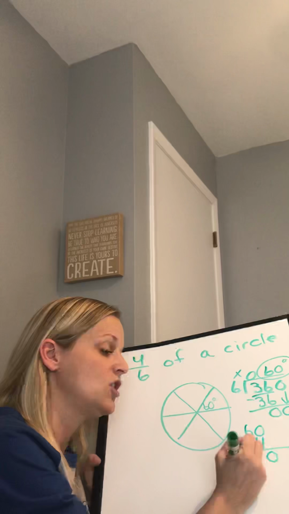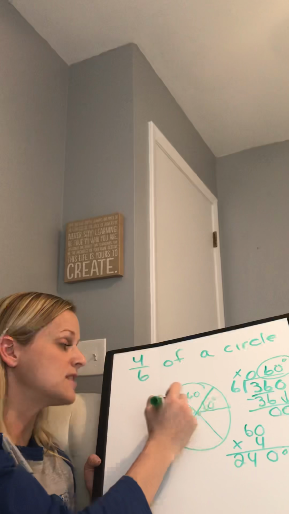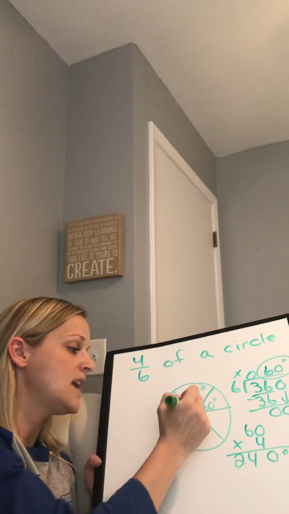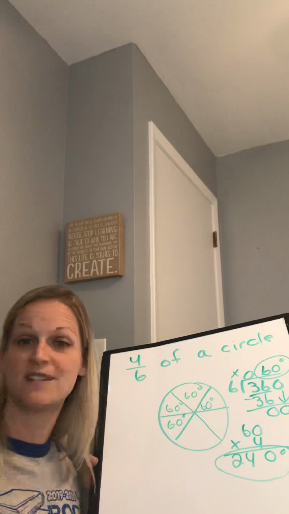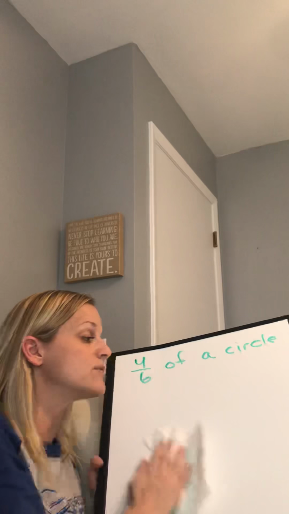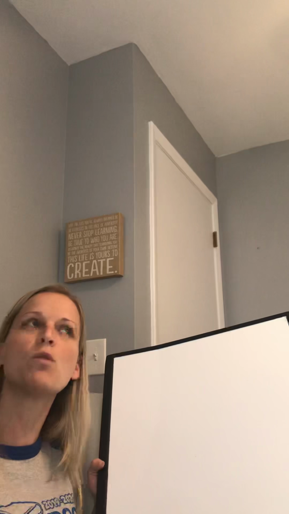And I get 240 degrees. I added 60 plus 60 plus 60 plus 60 degrees. And I got my final answer of 240 degrees. Okay? As long as you follow those 2 steps, you can find the degrees of a circle. And remember, another example of a circle would be if a question asked you about a pie.